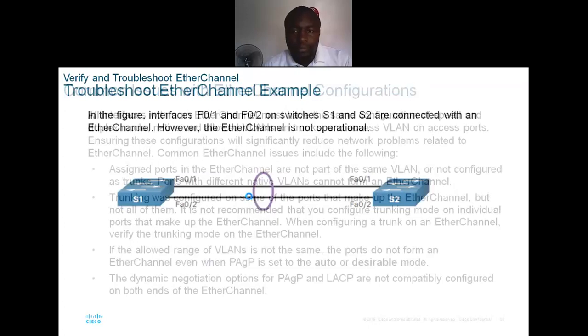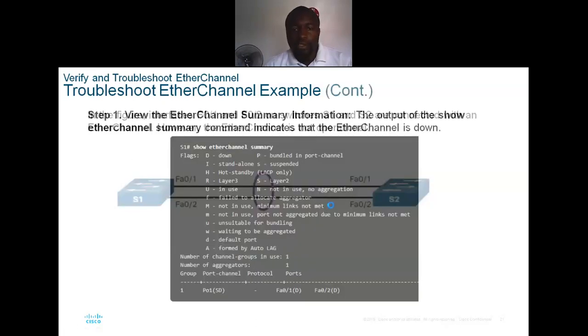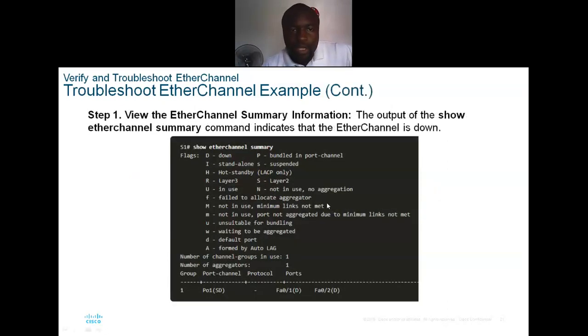Okay. How do you troubleshoot? Remember, troubleshooting is when you have problems. And first things first, you need to know the ports that you are using, the speed, the duplex, the mode, and that in switch 1 has to be the same in switch 2. So if I use the show EtherChannel summary command, and the output indicates that the EtherChannel is down.